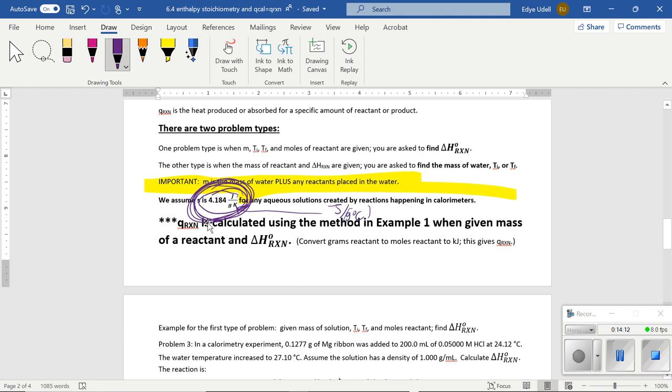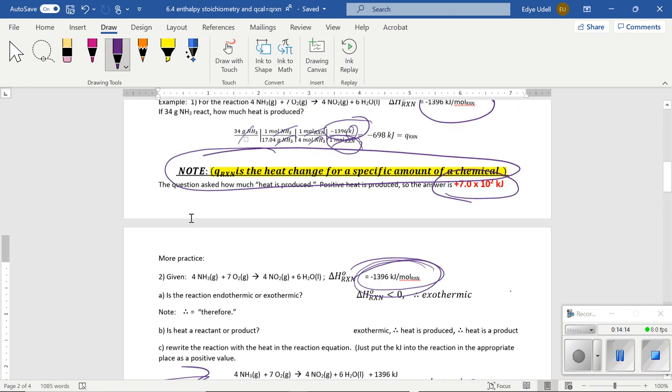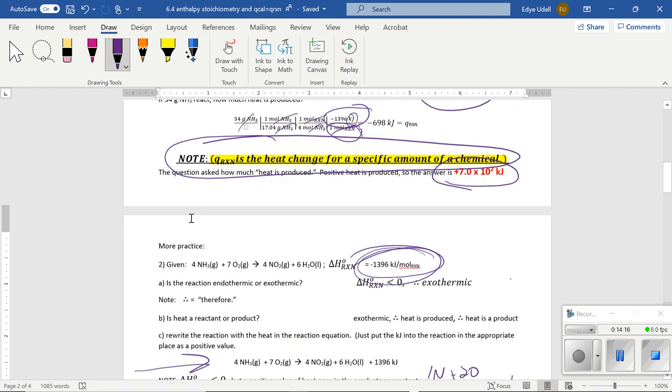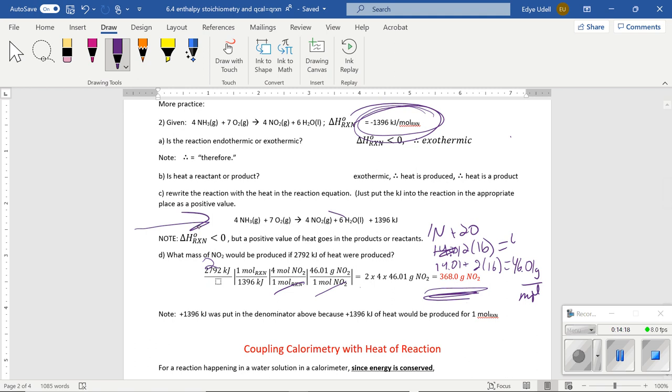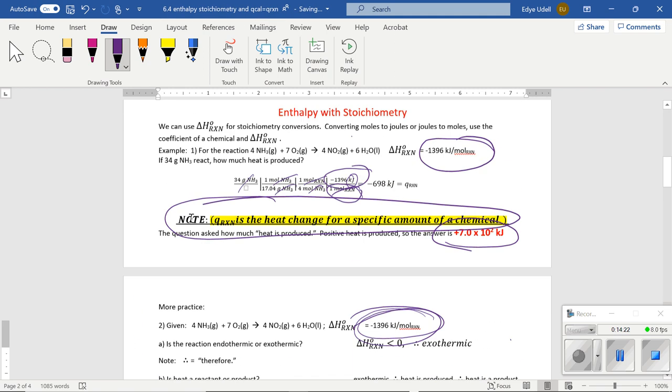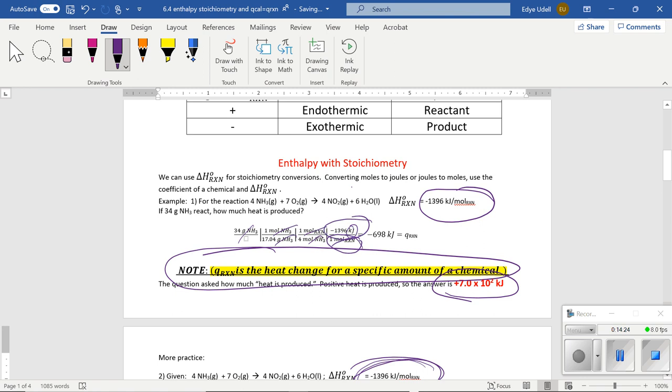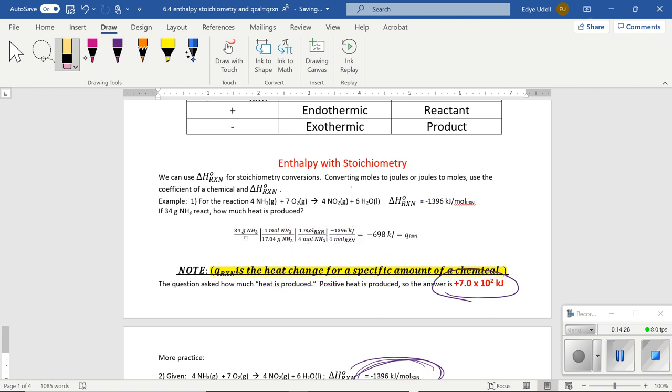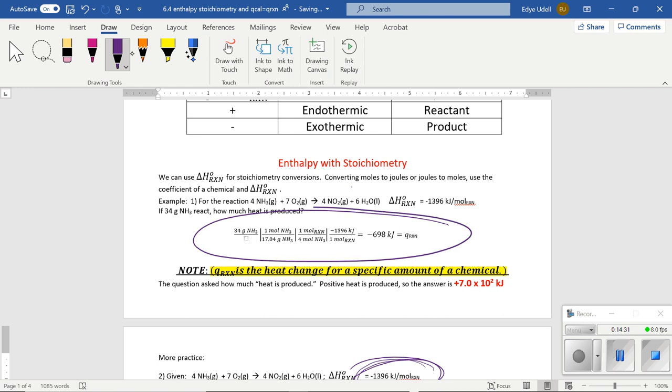We calculate Q reaction using this method right here. Oops, that's number two. But it's the same type of problem. We used the same method in number 2D and number 1. So this is how we're going to be calculating Q reaction.